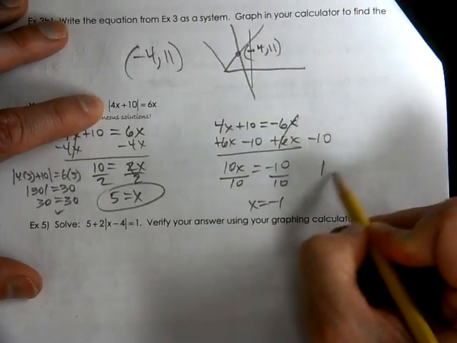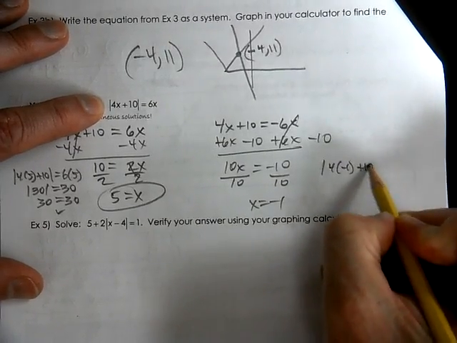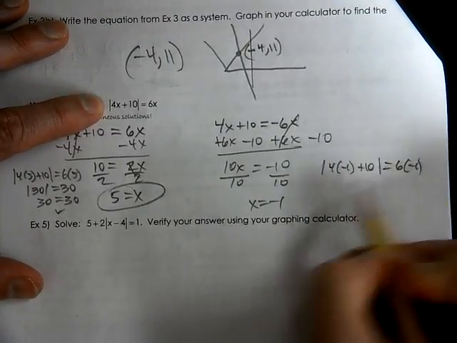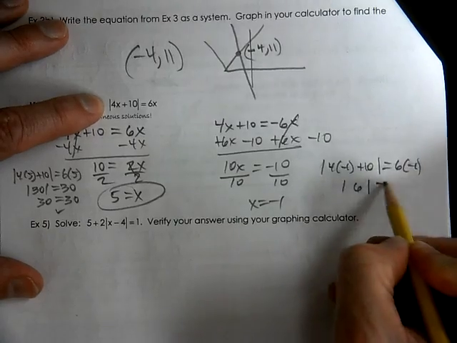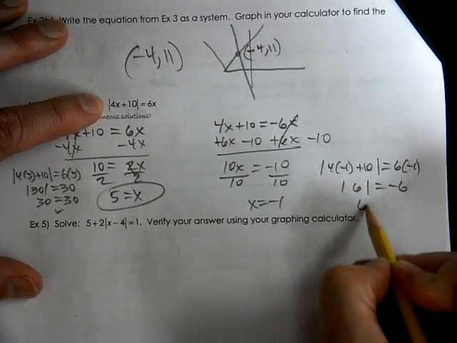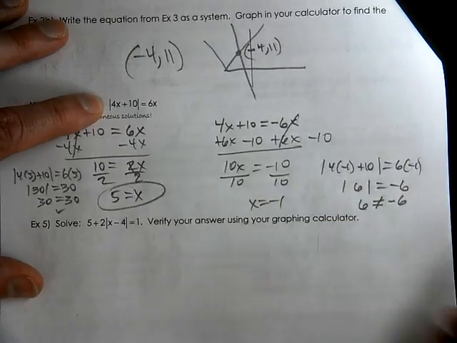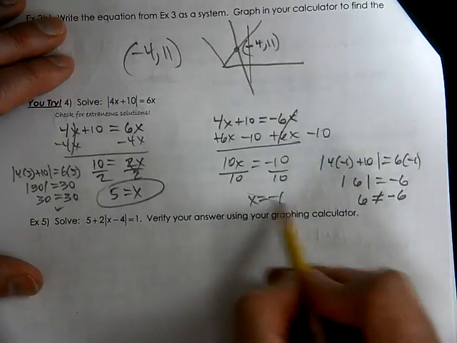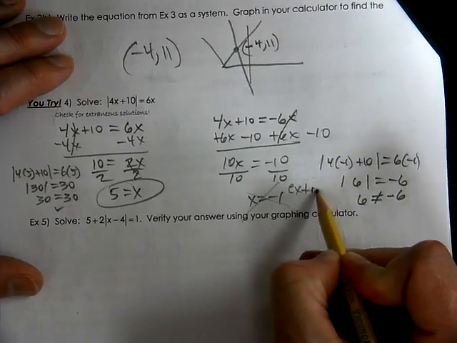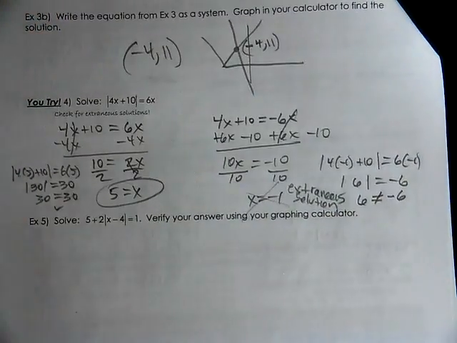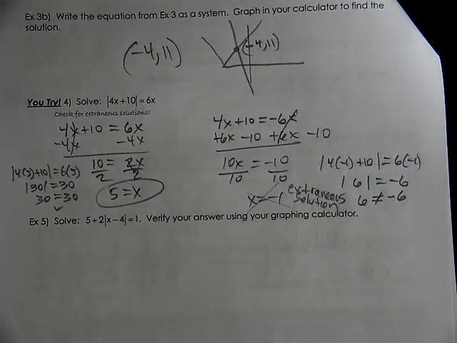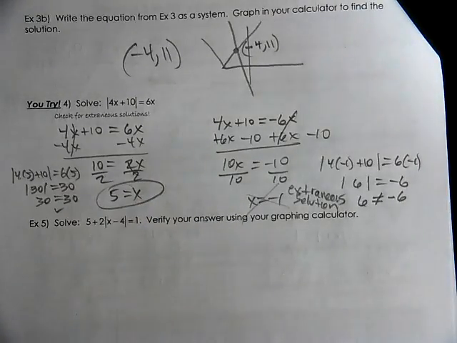When I plug negative 1 in here, 4 times negative 1 plus 10 equals 6 times negative 1. Negative 4 and 10 is 6. This is negative 6. Absolute value is 6, which does not equal negative 6. This didn't work. That's extraneous. So I only have one real solution. And you can try representing that in your calculator. You'll see that it touches once.